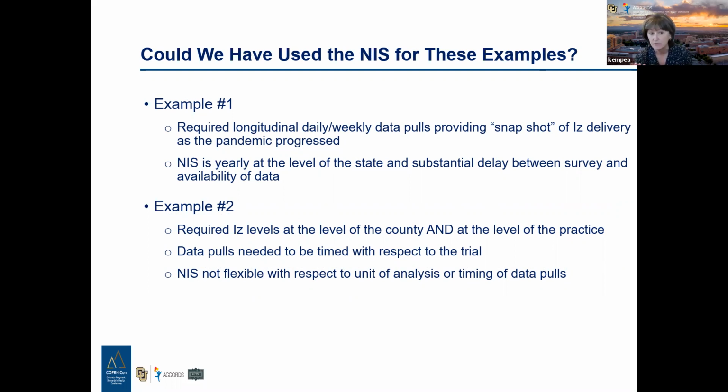So one question is, could I have used a national database like National Immunization Survey for these examples? And the answer is no. Example one required longitudinal daily, weekly data pulls so that we get a snapshot over time of immunization delivery, which NIS could not do. Example two required immunization levels at the level of the county and at the level of practices, and data pulls needed to be timed with respect to the trial. So NIS wouldn't have satisfied either of those criteria. Next slide.